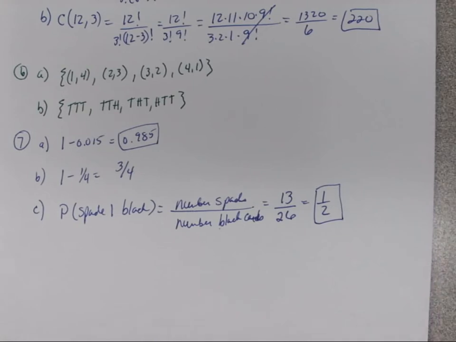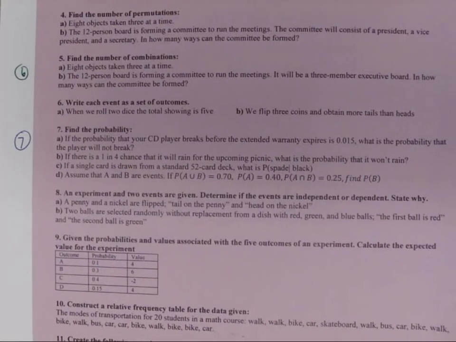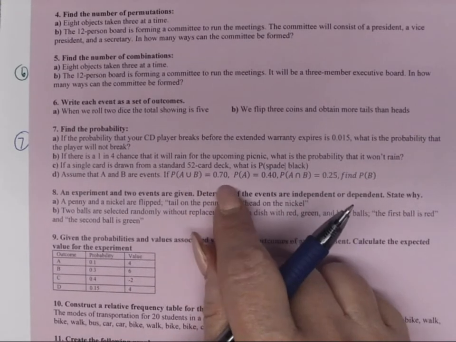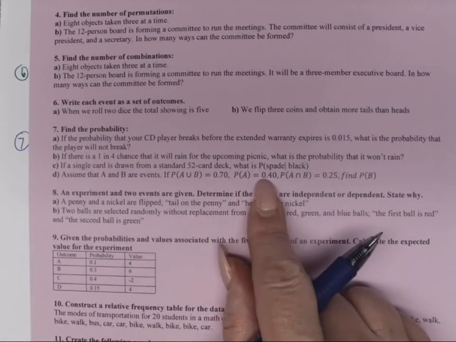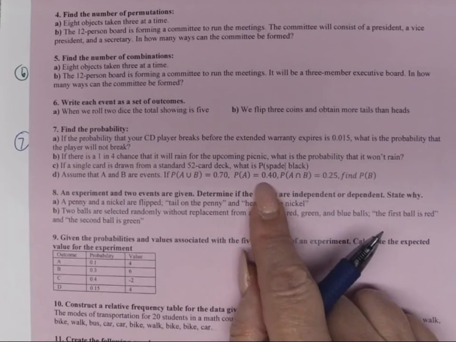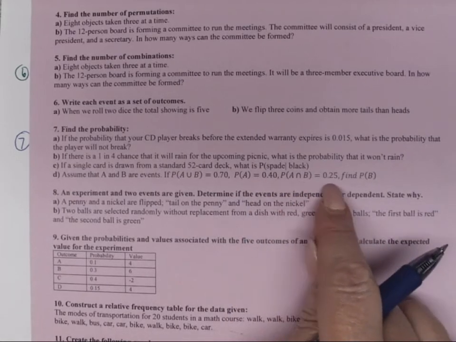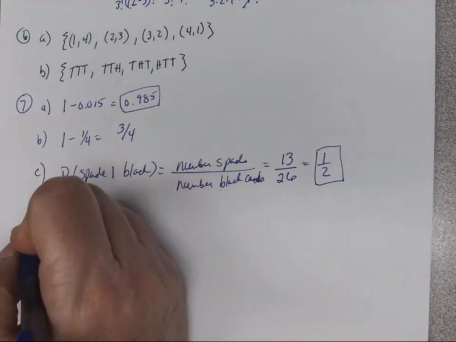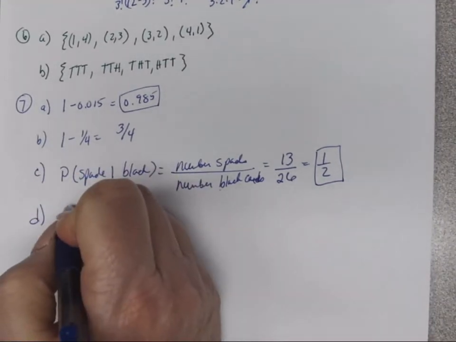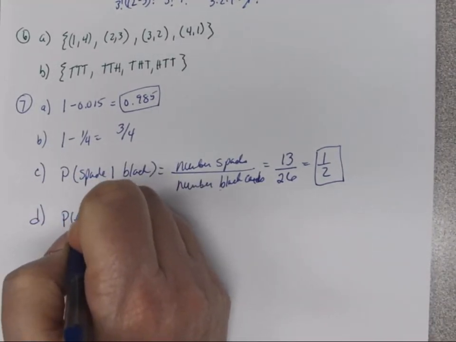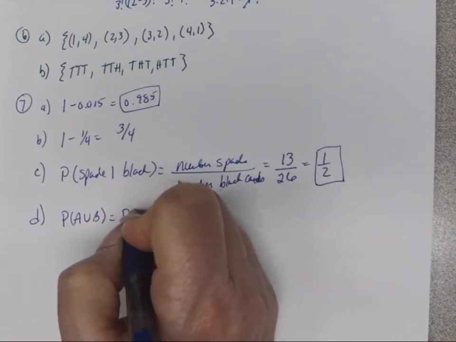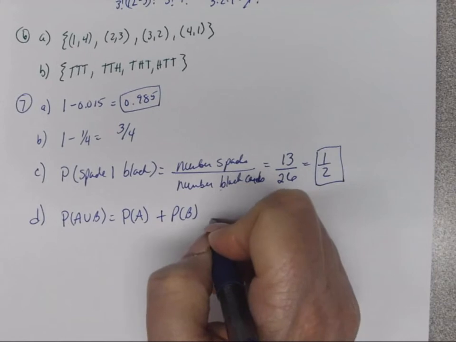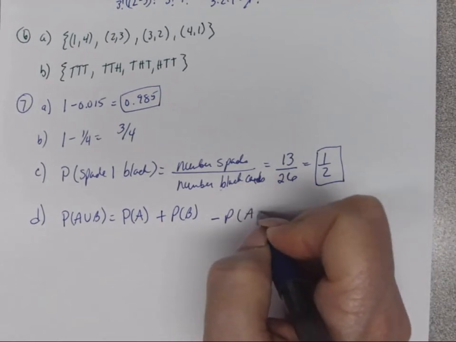All right, part D, assume that A and B are events. If the probability of A union B equals this, and the probability of A is this, the intersection of the two is this, we need to find the probability of B. So this is understanding that the probability of the union equals the probability of each one minus their intersection.